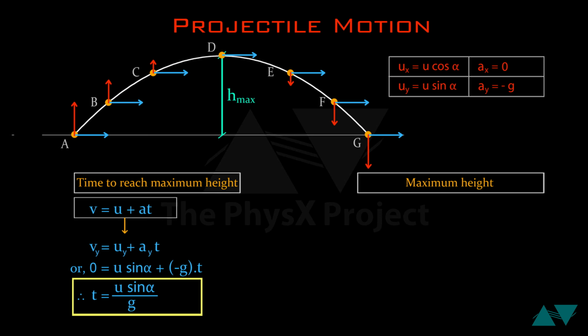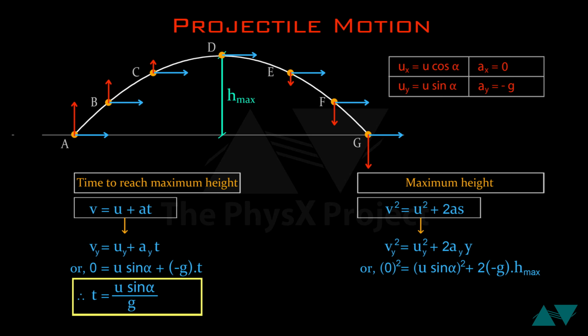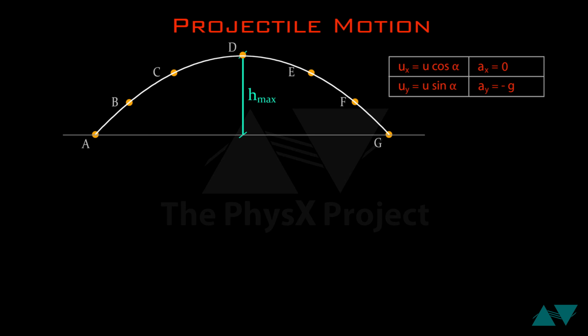To find the maximum height it reaches, we will use the equation v squared equals u squared plus 2as. We will use its vertical version. We will use 0 for Vy, u sine alpha for uy, and negative g for ay, and replace y with h max. If we make h max the subject, h max equals u squared sine squared alpha over 2g.